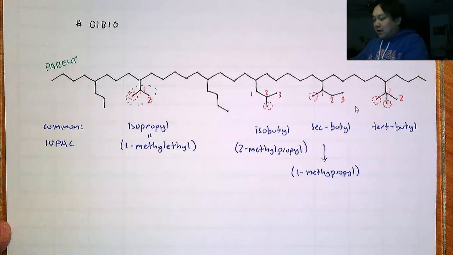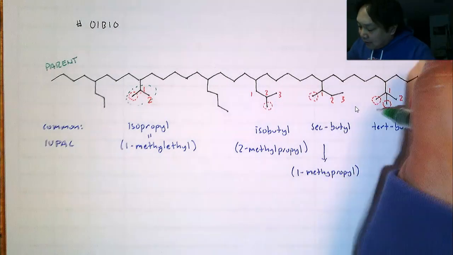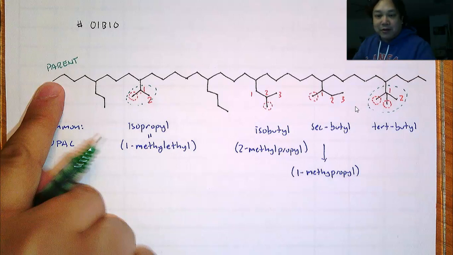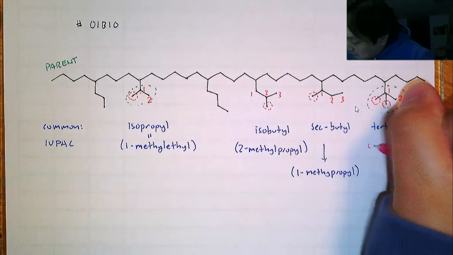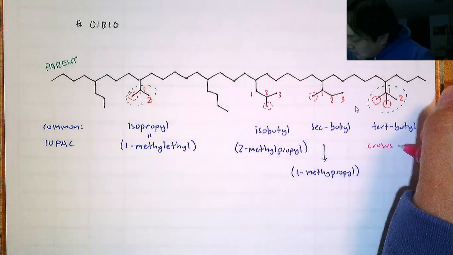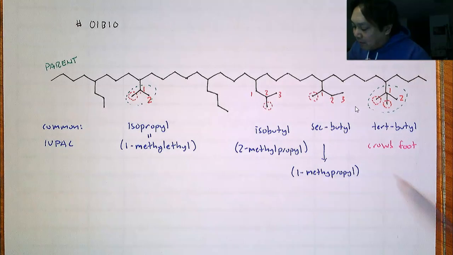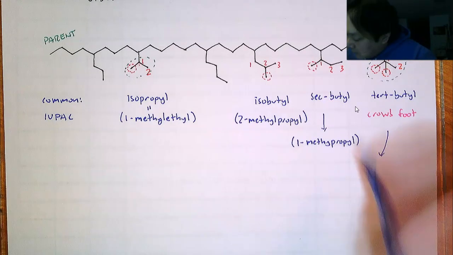Okay, and a lot of people call this a crow's foot. Right? If I circle the full substituent of the long parent chain, that looks like a crow's foot. Tert-butyl group, and the proper, or not the proper, but the official IUPAC name.